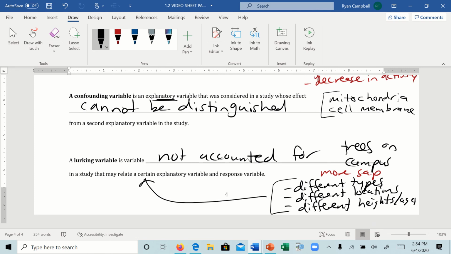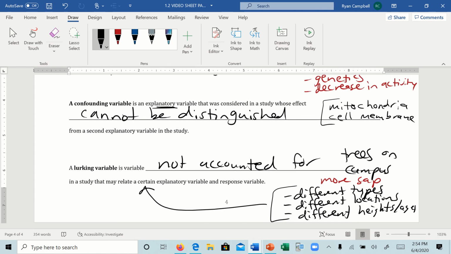All right, so in the next video, we're going to give some examples, and hopefully we're going to try to figure out what are some confounding variables and lurking variables in the examples given. So please click the next video, and we can actually get some of these examples going.